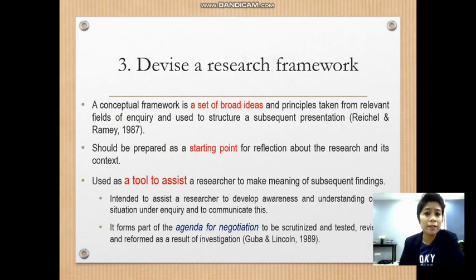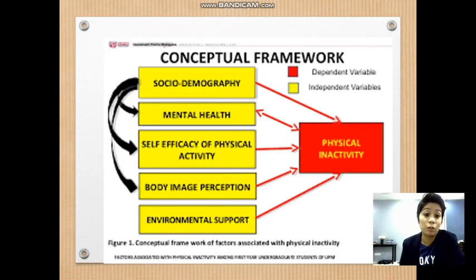Okay. And the third one, research process: devise a research framework. A framework is a set of broad ideas. It should be prepared as a starting point, and then it's used as a tool to assist the researcher to make meaning of subsequent findings. As by Guba and Lincoln, it is an agenda for negotiation. If you look at this sample, this is only a sample research framework.